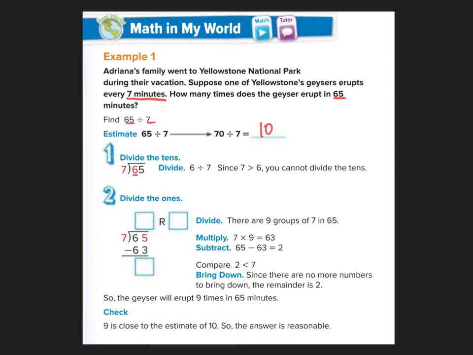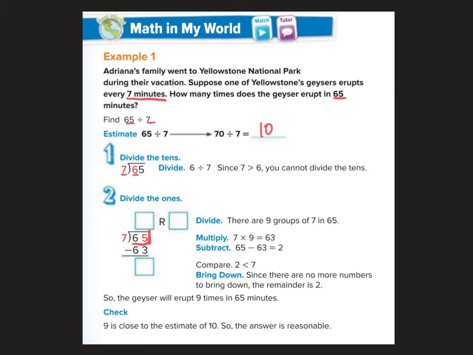When I look here, I have 6 divided by 7. Since 7 is greater than 6, you cannot divide the tens. So therefore, I need to go over and put them together, the tens and the ones, and say, what is 65 divided by 7? So my answer cannot go above the 6. It needs to go above the 5 because I'm looking at 65, not 6.